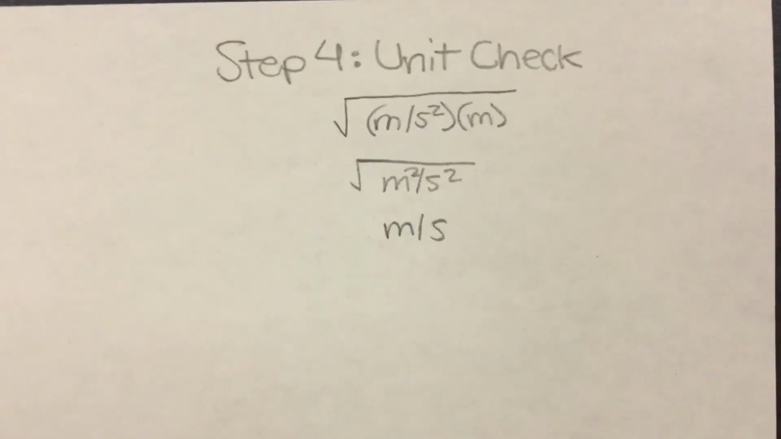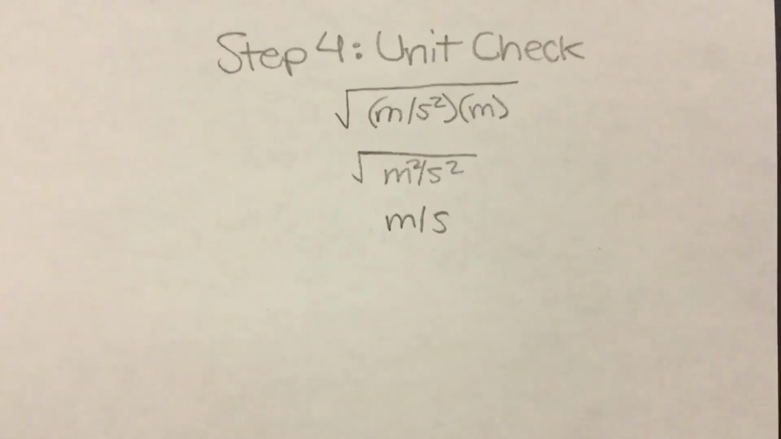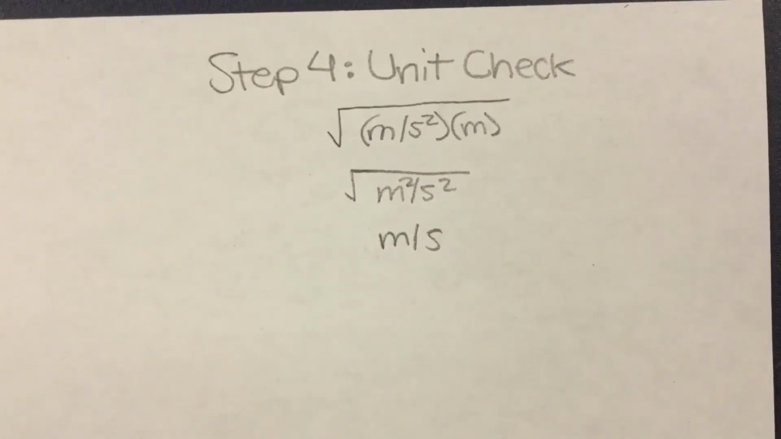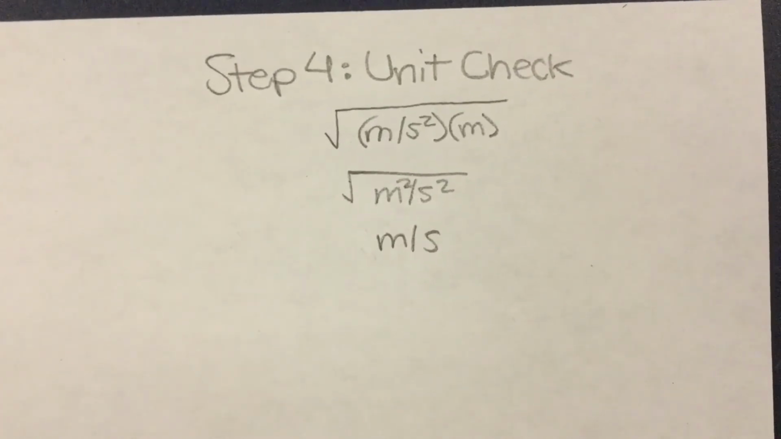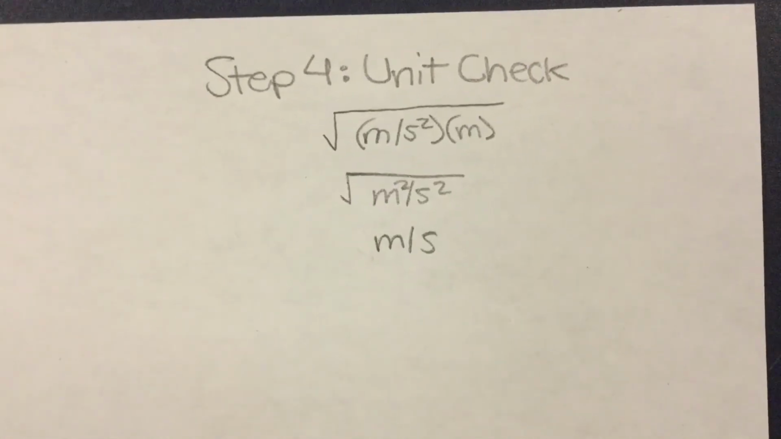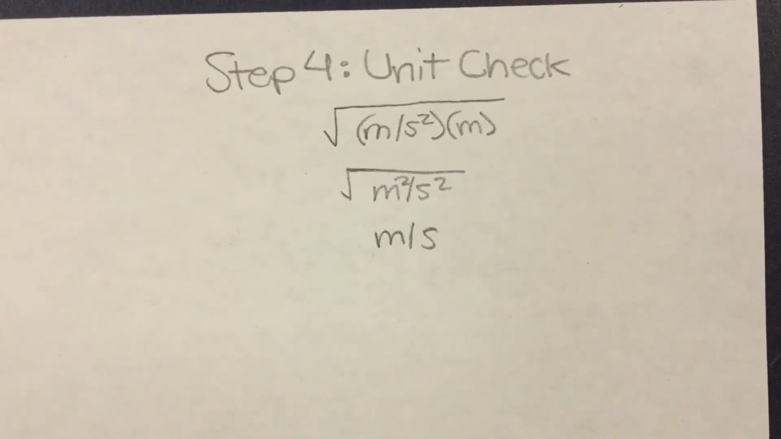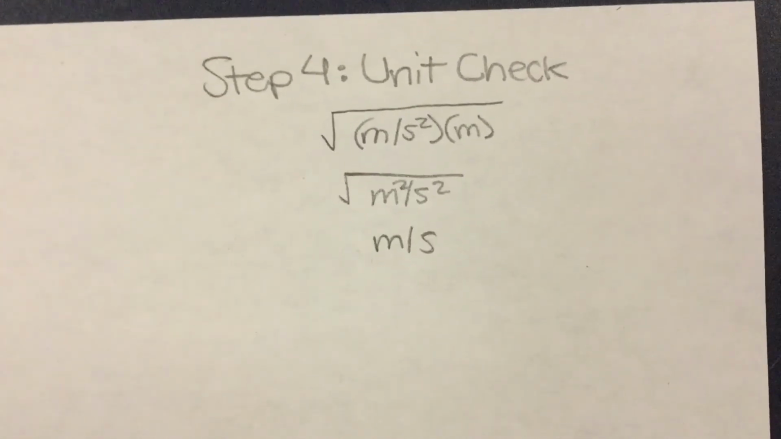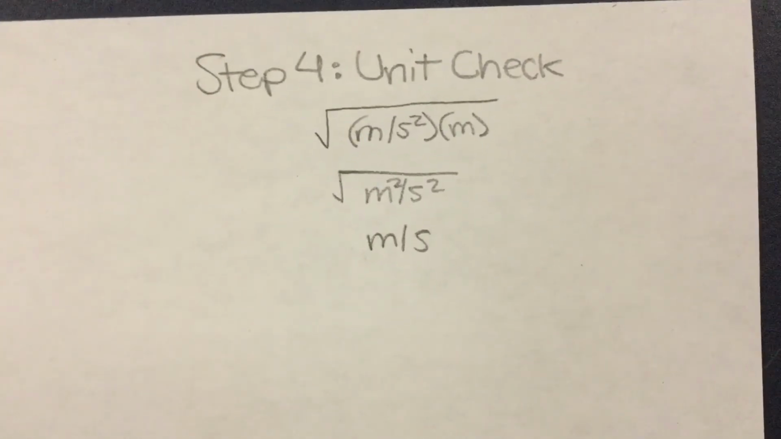Our fourth and final step is the unit check. So we started off with an equation that was the square root of a value in meters per second squared times a value in meters. So we multiply meters by meters per second squared, giving us the square root of meters squared per second squared. Now we take the square root of that and we get meters per second.